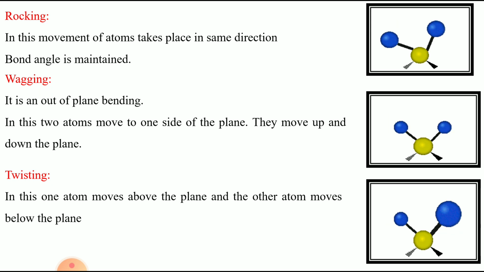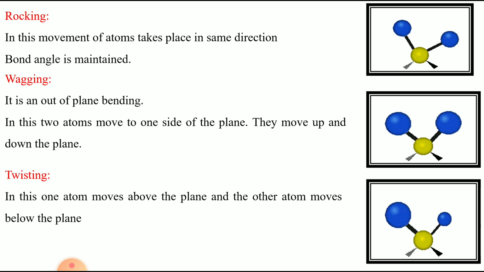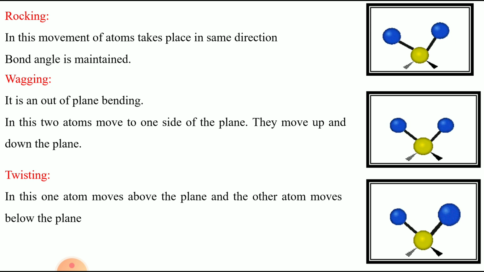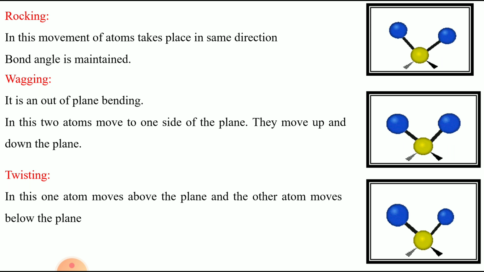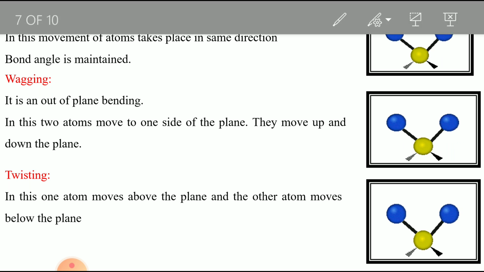In wagging, what happened? The two atoms or the two bonds are going from one side of the plane to the other. But in the case of twisting, one atom moves above the plane and another atom moves below the plane.